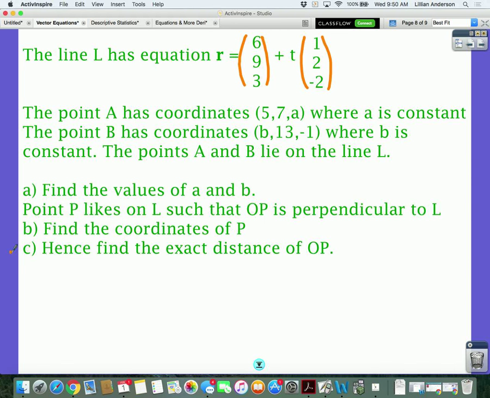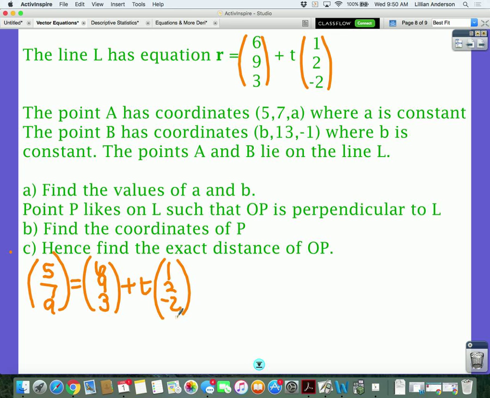All right, so algebraically, to determine the values of A and B, since A is a part of point A, any point that's on a particular vector is going to be equal to the equation for the vector. And so what you end up doing is setting up, again, in this case, 3 equations. 5 equals 6 plus t, 7 equals 9 plus 2t, and then A equals 3 minus 2t.